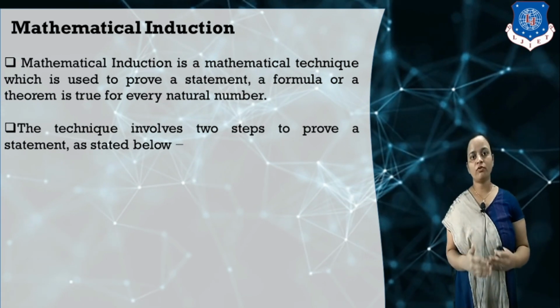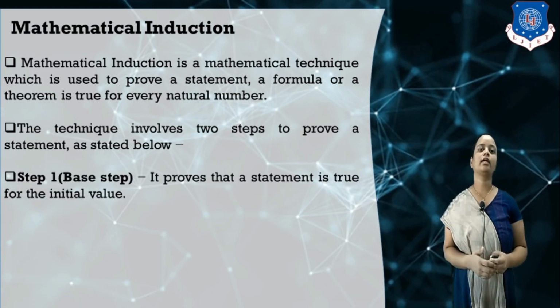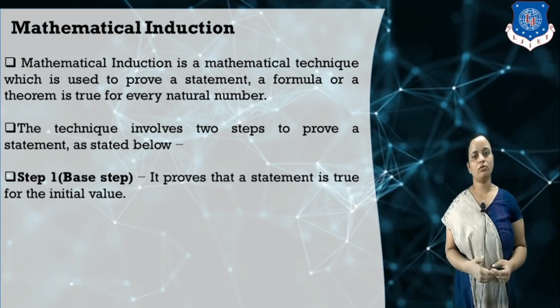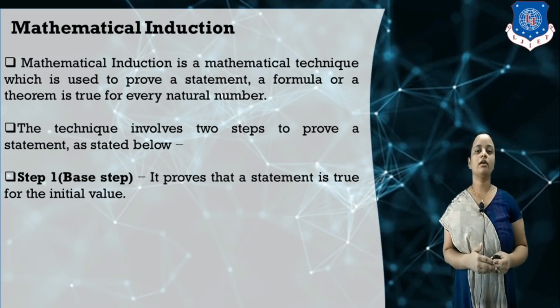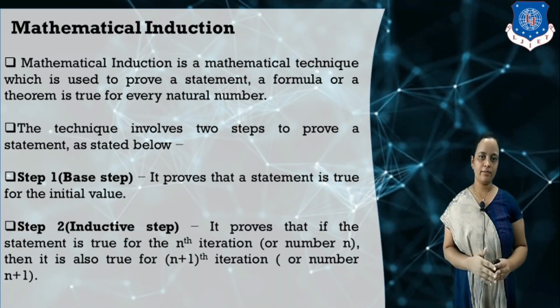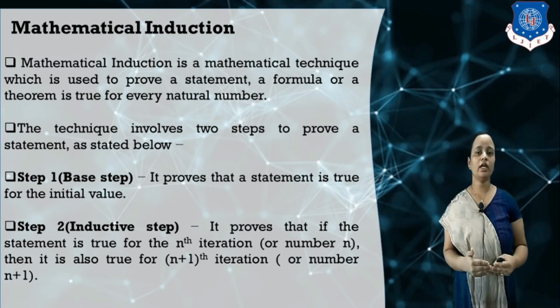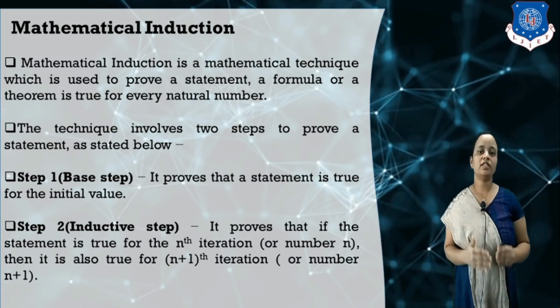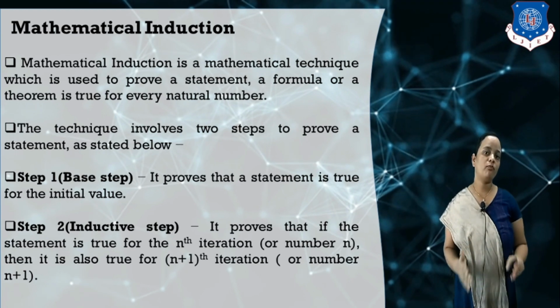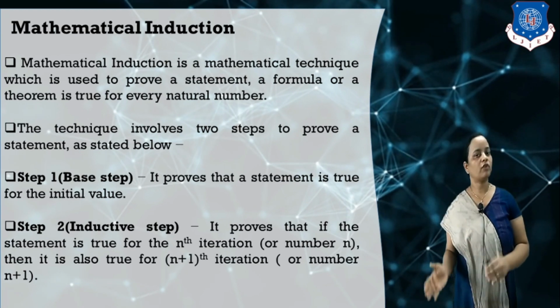In mathematical induction, we generally prove the statement in two steps. The first step is the base step. In this step, by using the initial value, we prove that the statement is true. And the next is the inductive step. In this step, we prove that if the statement is true for the nth iteration, then it is also true for the n plus 1th iteration.